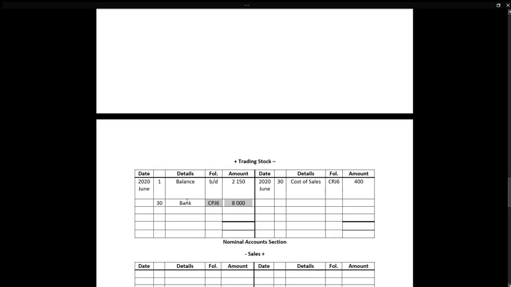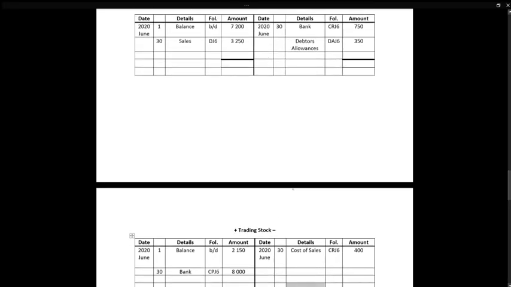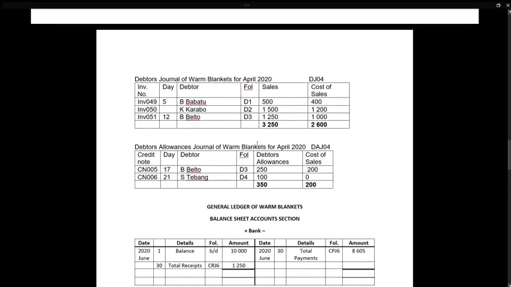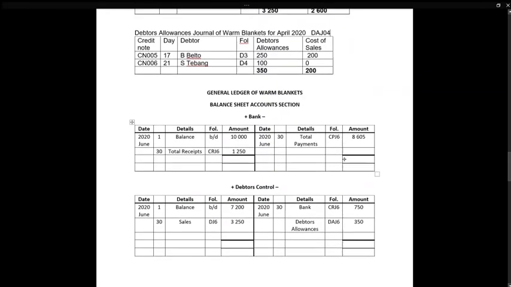Trading stock is being debited. If I want to find my credit, I need to go and have a look in bank. In this transaction, trading stock is being credited. If I want to find my debit, I need to go and have a look in cost of sales. Not done yet though. We had more sales on credit though. We sold trading stock to the value of 2,600 Rand on credit. Let's go and account for that.